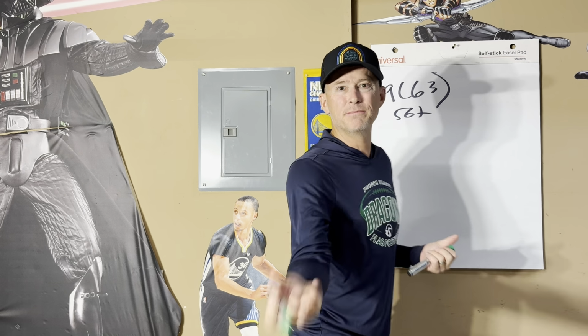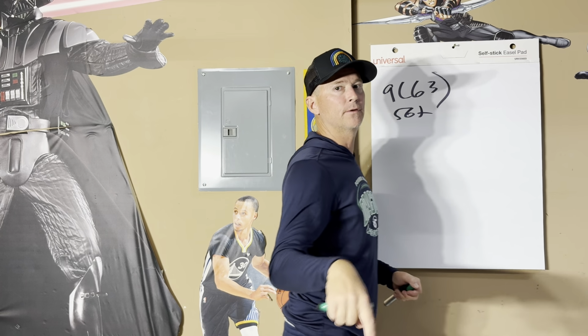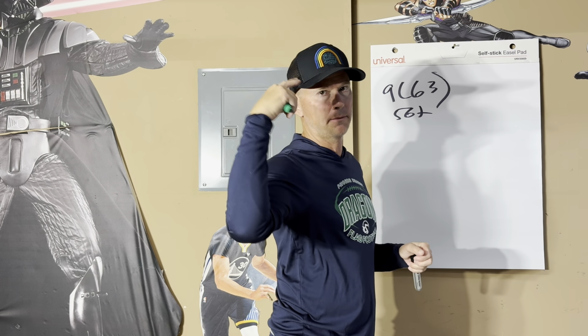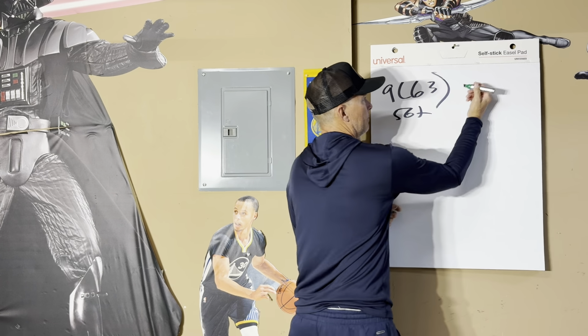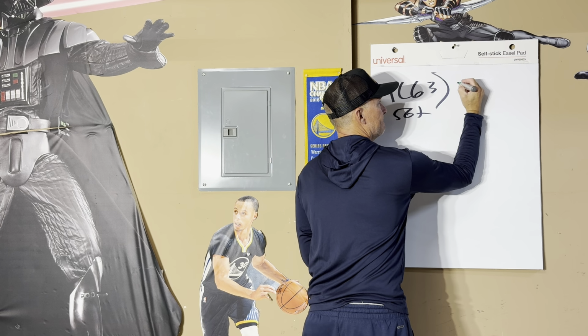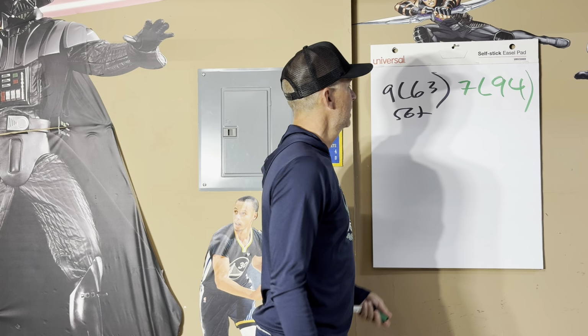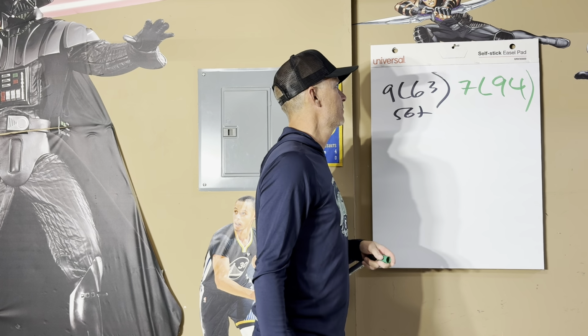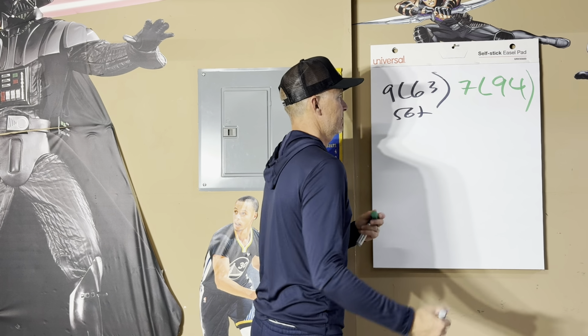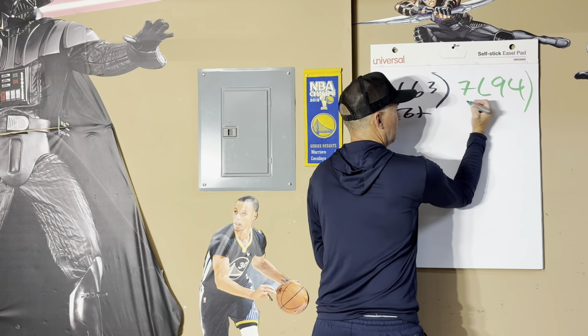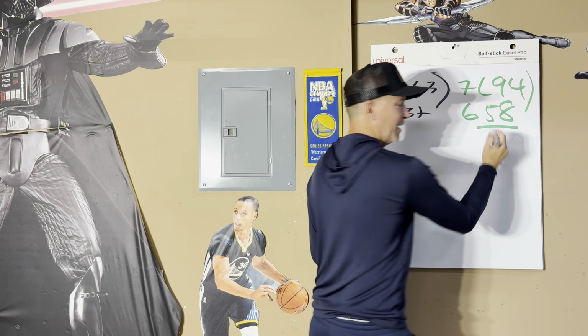Oh, and I forgot to tell you, it's mental. If you don't feel like doing it mentally, you can do it on paper. You can race me in my mental against your paper. Go ahead. 7 times 94. 658. Yes. I'm pretty good, huh?